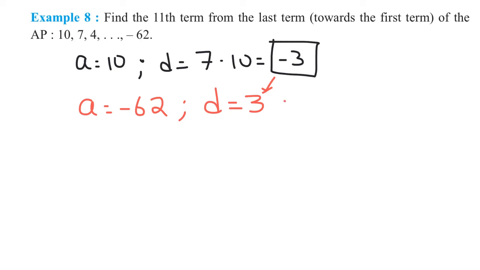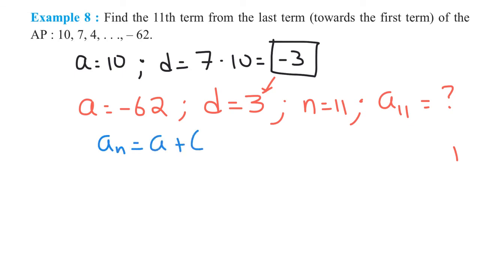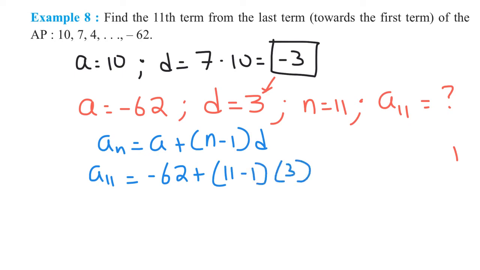We have to find the 11th term. That means we know n is equal to 11. We need to find A11. Now this becomes easy. Put it in the formula: An is equal to a plus n minus 1 times d. So A11 equal to minus 62 plus 11 minus 1 times 3. If you simplify, A11 is going to be negative 32. So the 11th term from the last is negative 32.